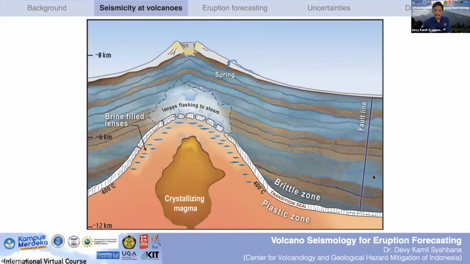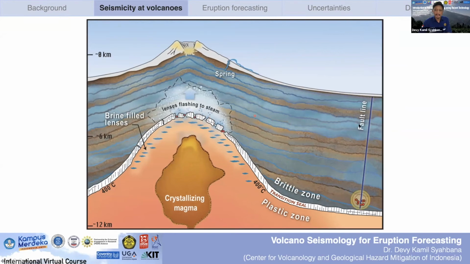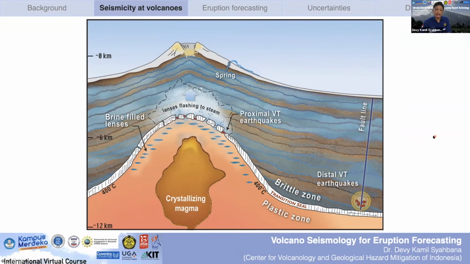And then after this, when it breaks the transition seal here, the seal between the brittle zone and plastic zone, it will give another seismic signal, which is the proximal VT earthquakes. It's already beneath the volcano, at the volcanic edifice. You see the dots here, that can be the source of the events.